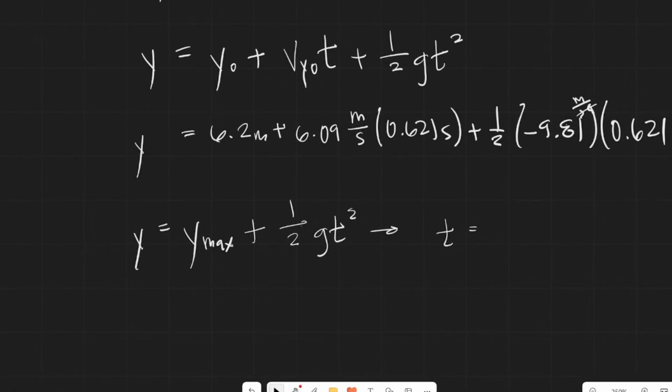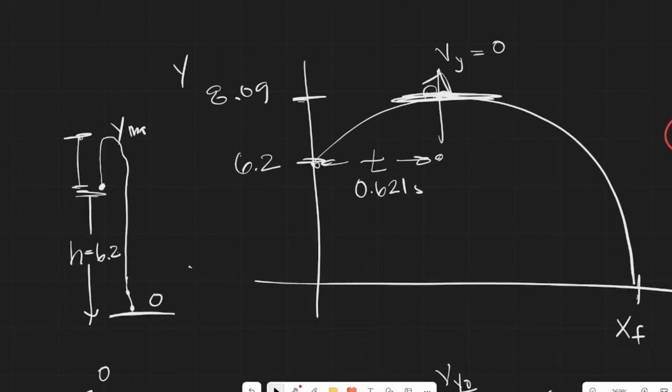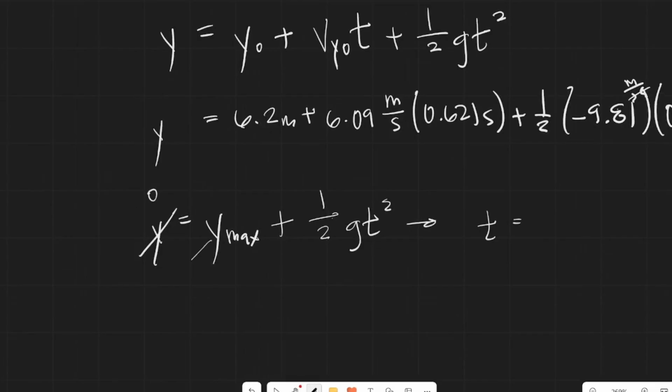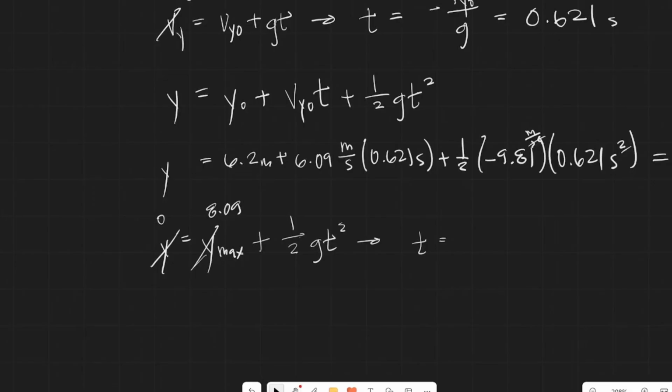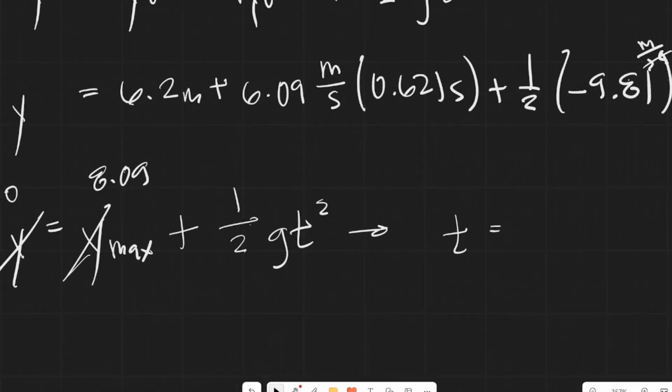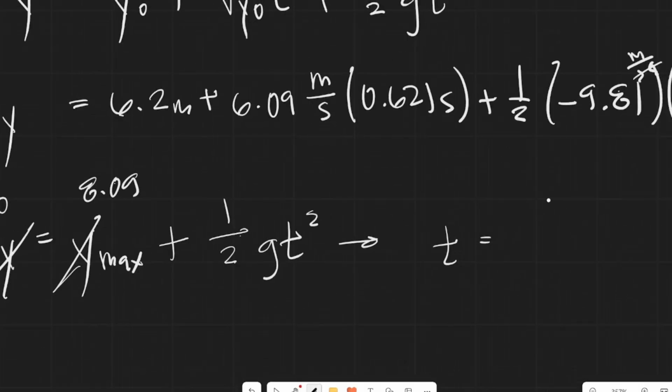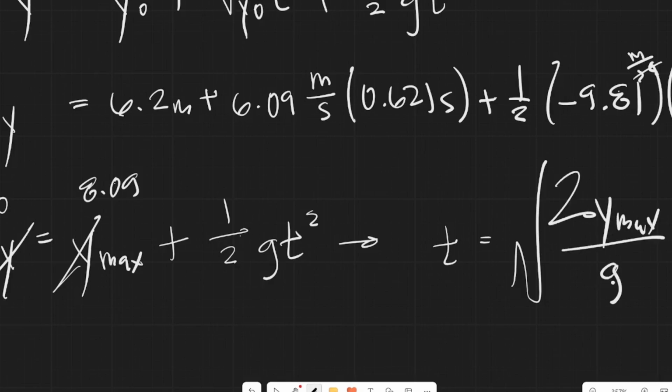Oh, and also, this is where I was getting confused just now. The bottom is at y equals 0. And so our final velocity in this case is 0. This is 8.09, which means that our t just equals, I can solve for t. I was just kind of nervous, but we have the square root of 2y max over g, I think.